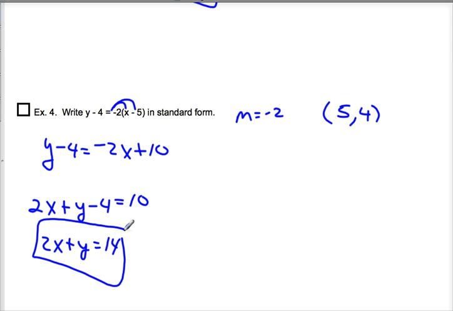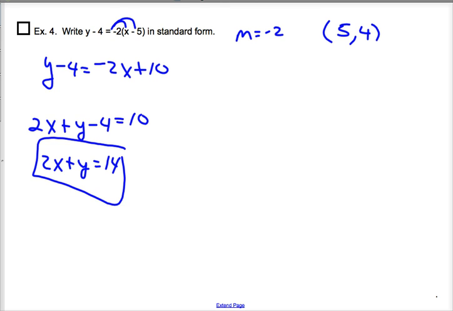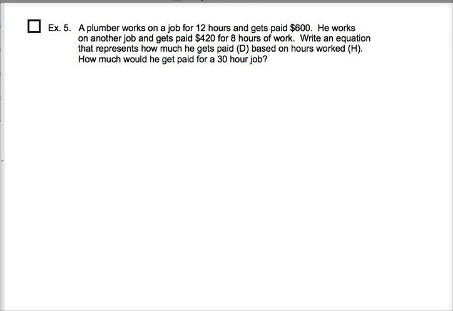There's my standard form equation with integer coefficients and a being greater than or equal to 0. Okay, word problem. A plumber works on a job for 12 hours, gets paid $600. Works on another job, gets paid $420 for 8 hours of work. Write an equation that represents how much he gets paid based on hours worked.